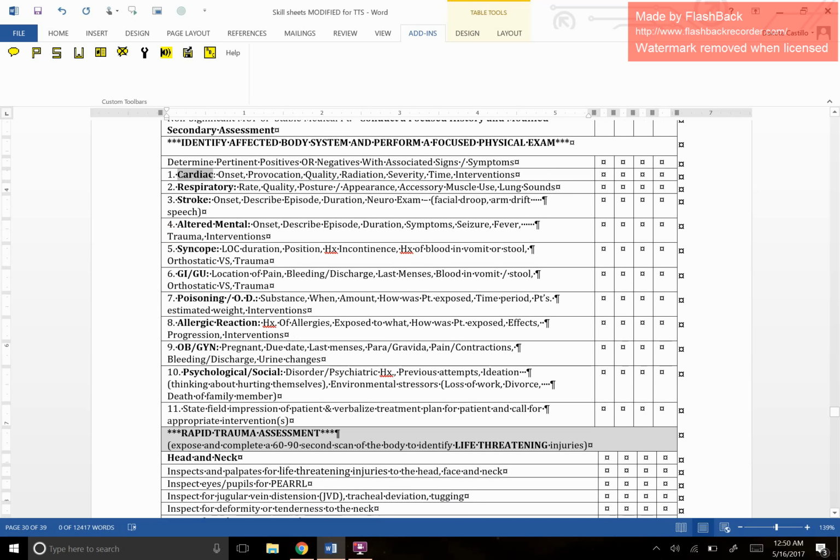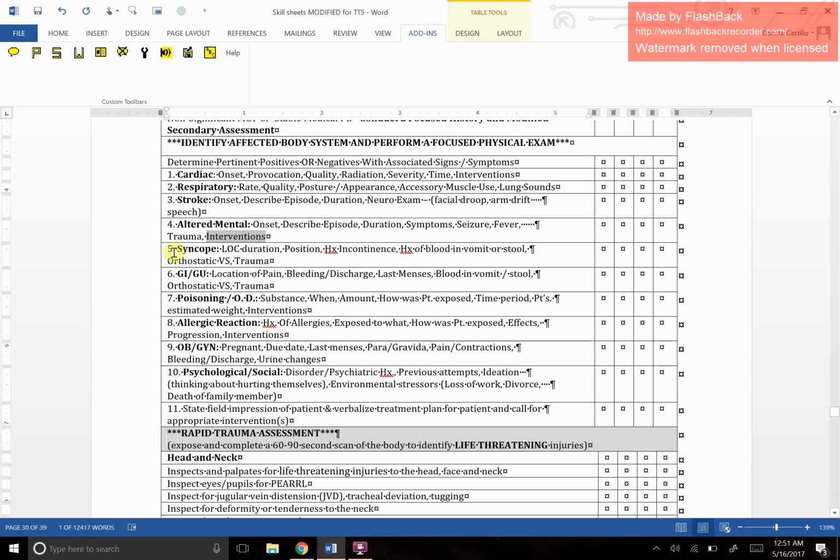1. Cardiac: onset, provocation, quality, radiation, severity, time, interventions. 2. Respiratory: rate, quality, posture/appearance, accessory muscle use, lung sounds. 3. Stroke: onset, describe episode, duration, neuro exam, facial droop, arm drift, speech. 4. Altered mental status: onset, describe episode, duration, symptoms, seizure, fever.